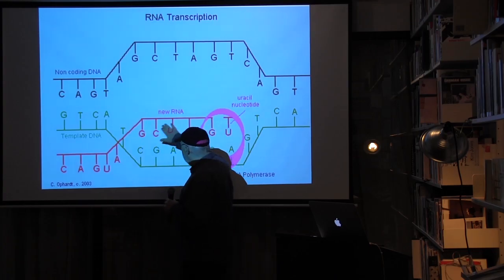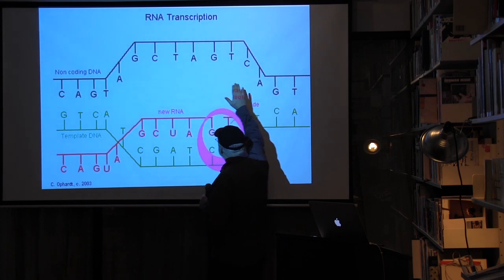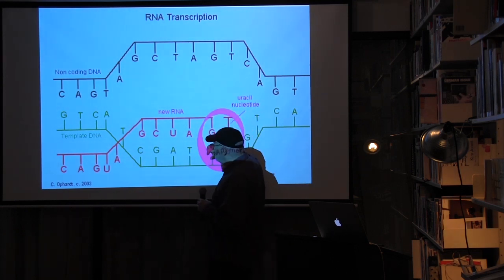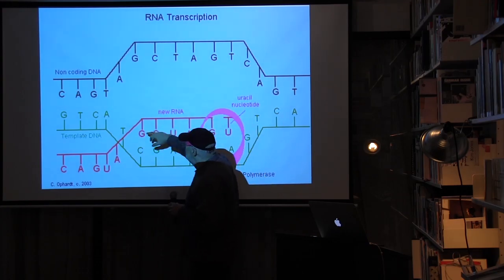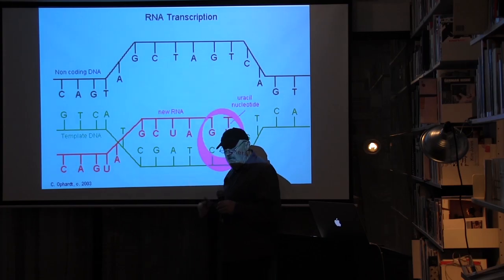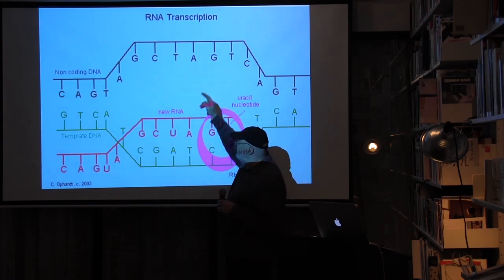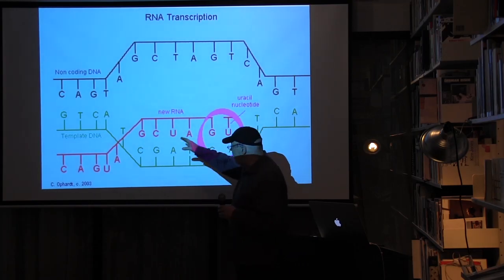However, if we compare this RNA with this non-template or non-coding DNA side, we see that it is almost identical. We see G is G, C is C. Only uracil and thymine are different. That's the only difference. So the entire operation is made in order to turn thymine into uracil, that's all. Everything else remains the same as here.